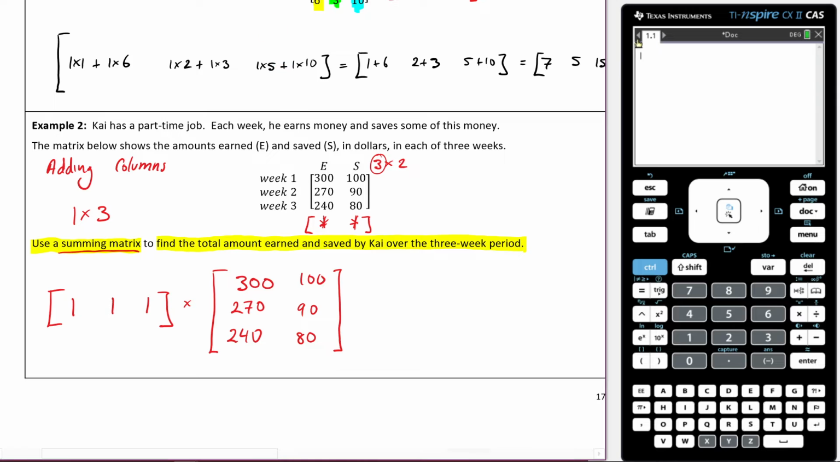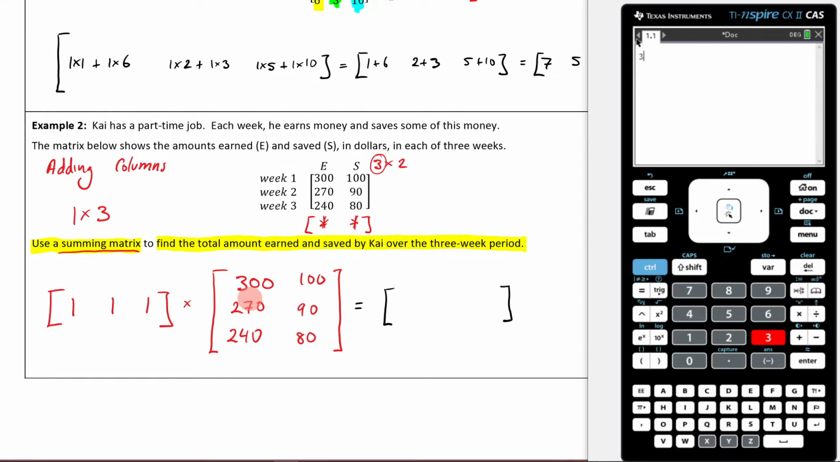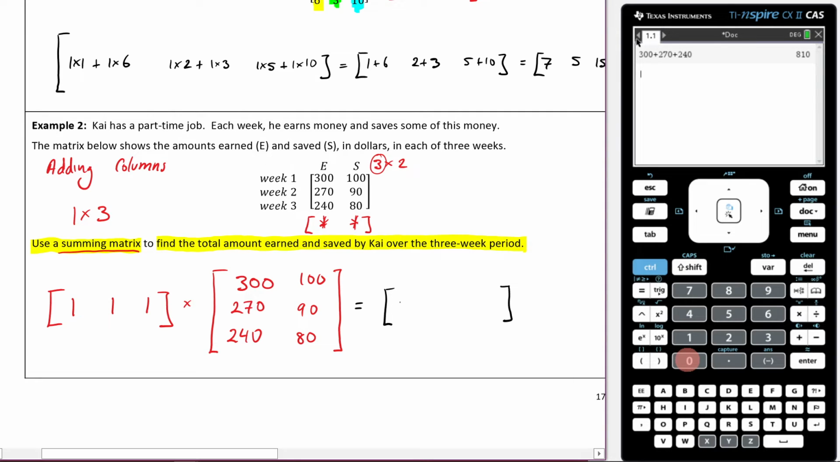And now, when we perform our calculation, we should get out the addition of the columns. And sure enough, it's going to be 1 times 300 plus 1 times 270 plus 1 times 240. So all we're doing here is going 300 plus 270 plus 240. And that's going to give us the answer of 810. 810. That's our total earnings.